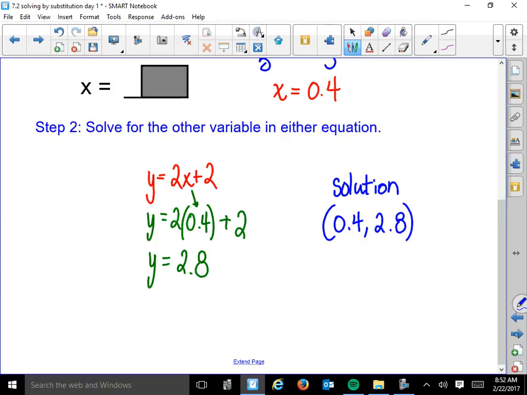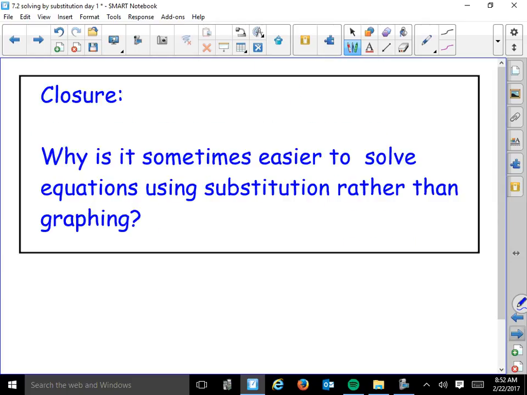And it is. So my question for you to think about is, why is it sometimes easier to solve equations using substitution rather than graphing? I want you to write your answer to this question in your notes. Once you have written this explanation, I want you to show me your notes, and you can go ahead and get started on the homework in class. Have a great day.